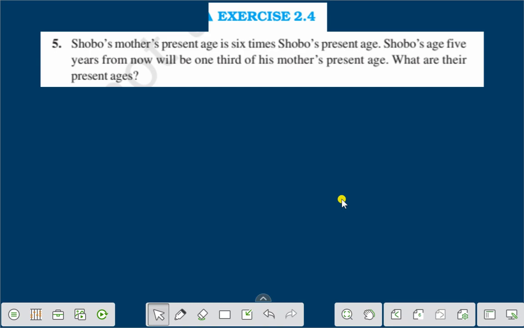Hello everyone, today we shall discuss exercise 2.4, question number 5. Suppose mother's present age is 6 times Sobo's present age. Sobo's age 5 years from now will be 1/3 of his mother's present age. What are their present ages?